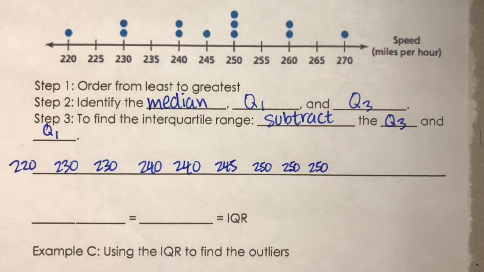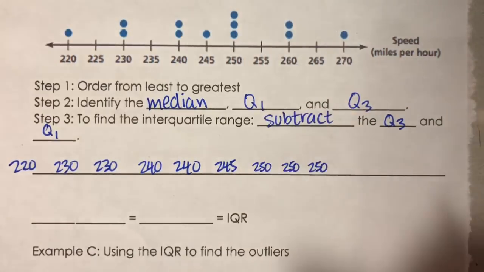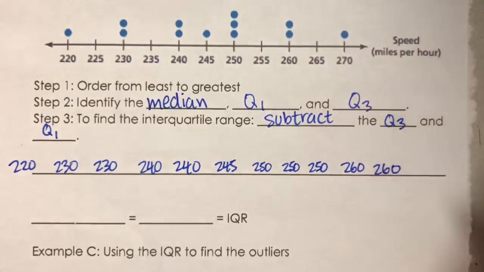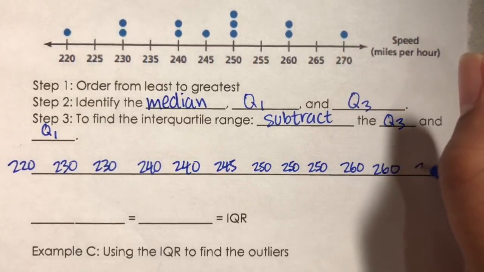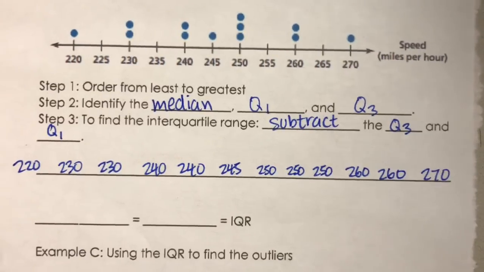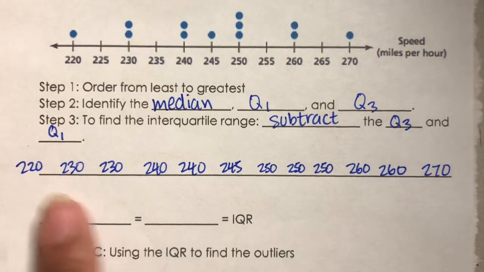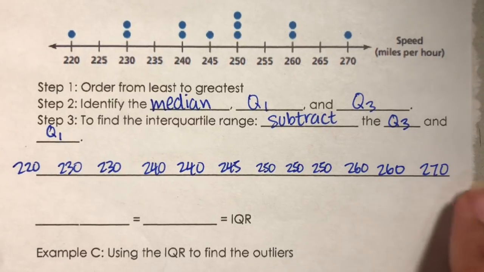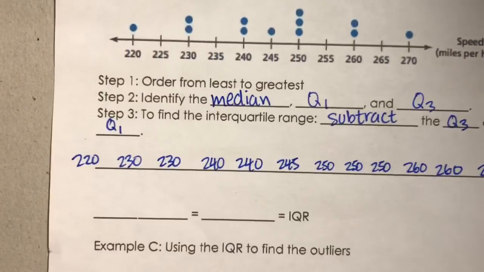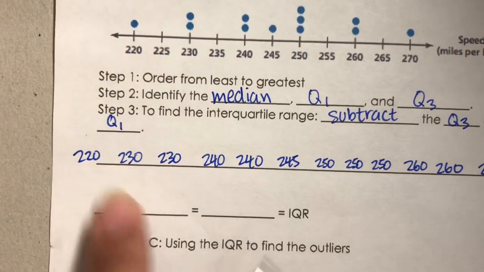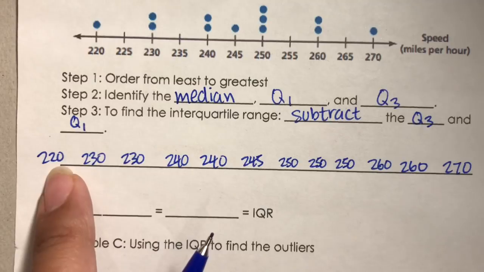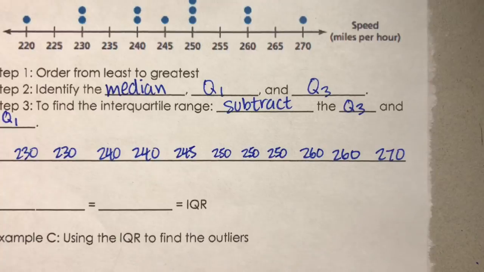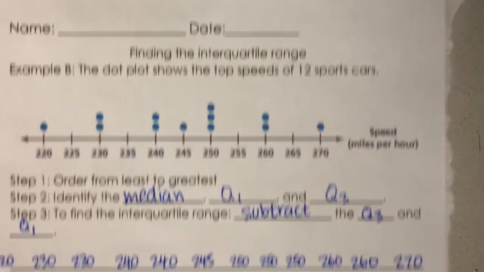Okay, and then we have 260 twice. And then we have 270. So I ordered my data from least to greatest, 220 to 270. Now, if we were just trying to find the range of this data, we would just have to subtract 220 from our greatest value, which is 270. But we're trying to find the interquartile range of this data.